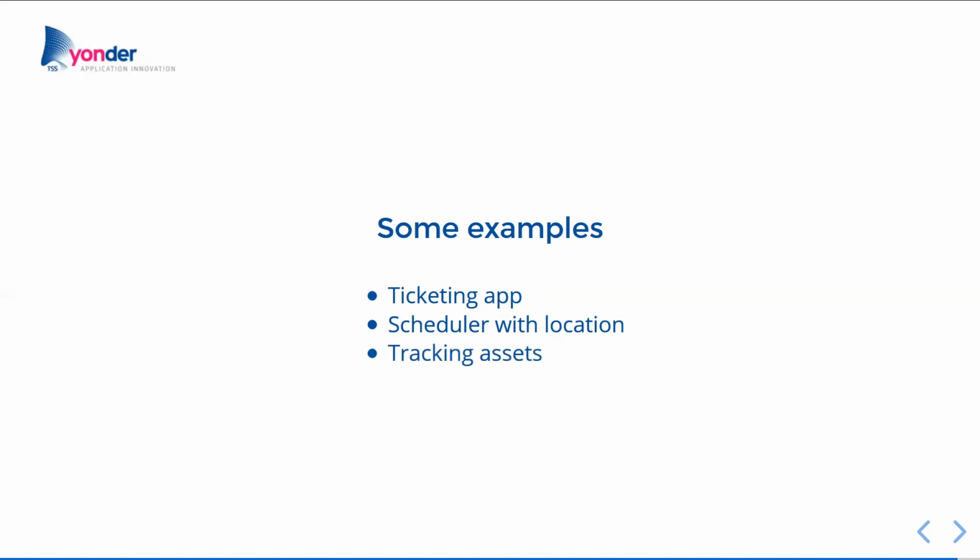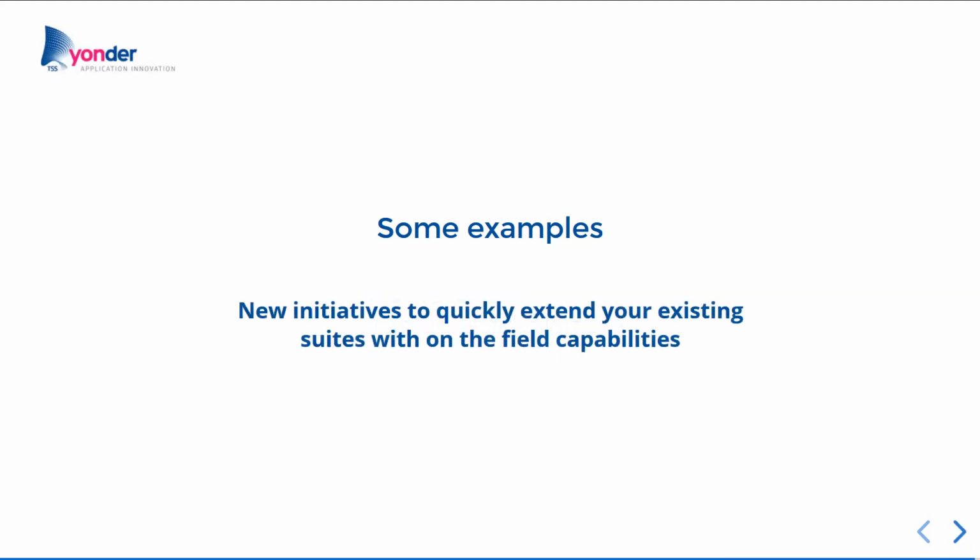Everything for tracking assets, let's say, or inventory or transportation or stuff like that. Again, there are assets on the field, people report on them, you have everything centralized in your home office, for example. So what we're saying is that PWAs are best suited, for example, for new initiatives that you want to use to quickly extend your suites with on-field capabilities.